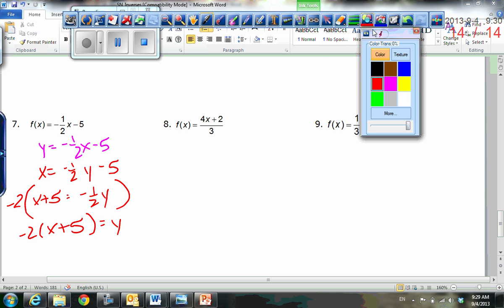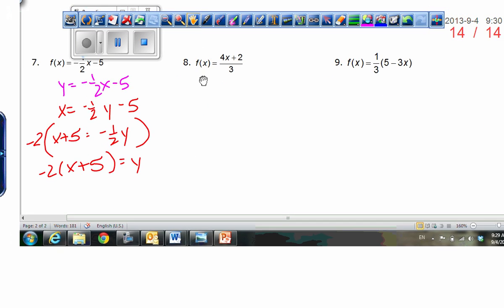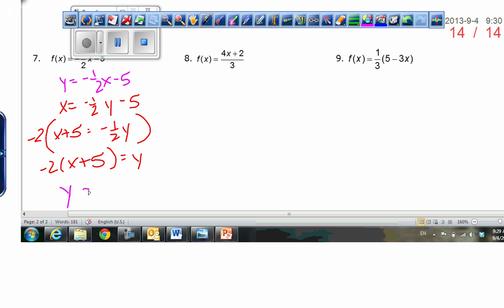If you want to rewrite it, a couple of ideas there. You can go left to right. What property can we use there? Distributive property. So y equals negative 2x minus negative 2 times 5. Okay. Last thing, we write it as function notation.